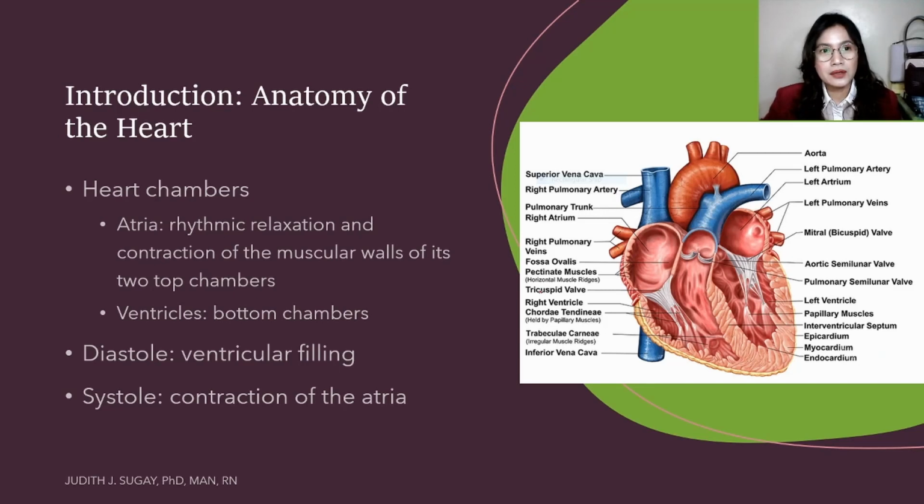Moving on, there are also heart chambers. So we have the atria. The atria produce rhythmic relaxation and contraction of the muscular walls of its 2 top chambers. Here we have the right atrium and the left atrium. At the bottom you can find the ventricles, the bottom chambers. For the diastole, it's in charge of the ventricular filling, and systole is in charge as well of the contraction of the atria.